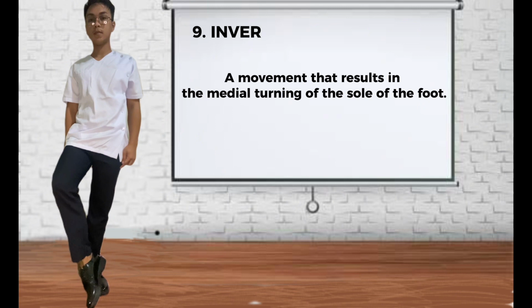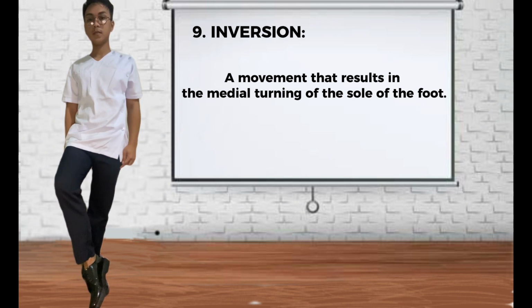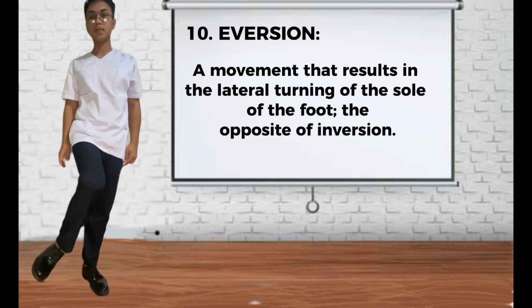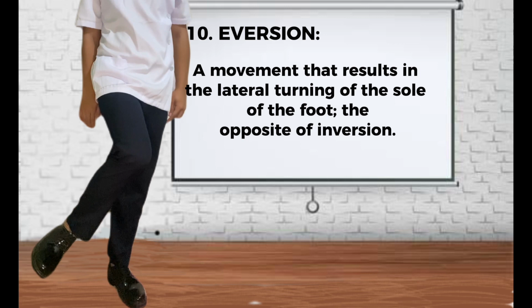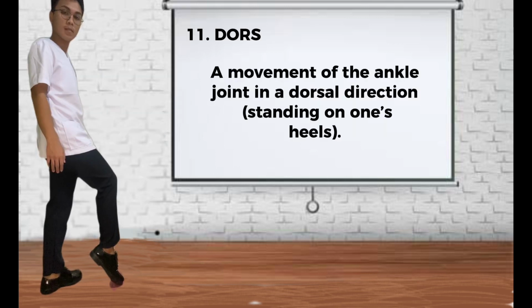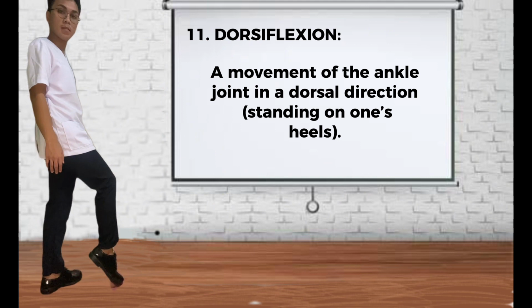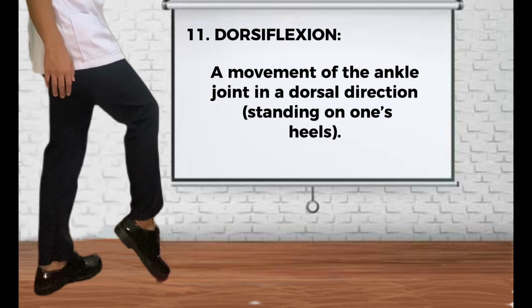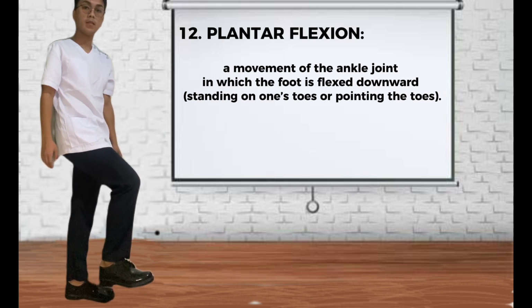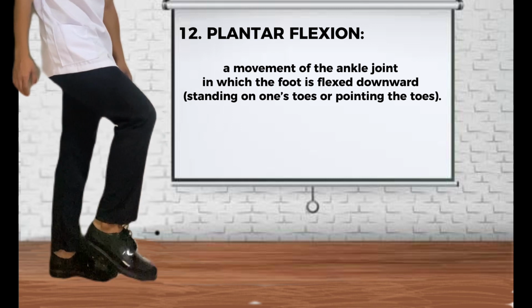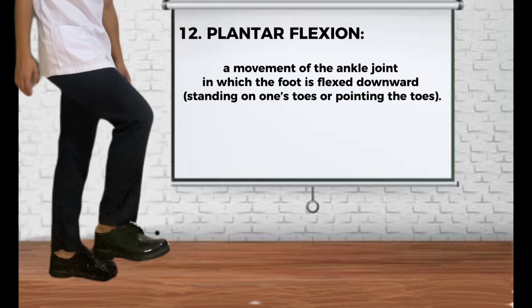Inversion, a movement that results in the medial turning of the sole of the foot. Eversion, a movement that results in the lateral turning of the sole of the foot, the opposite of inversion. Dorsiflexion, a movement of the ankle joint in a dorsal direction, or standing on one heel. And lastly, plantar flexion, a movement of the ankle joint in which the foot is flexed downward, or standing on one toe, or pointing the toe.